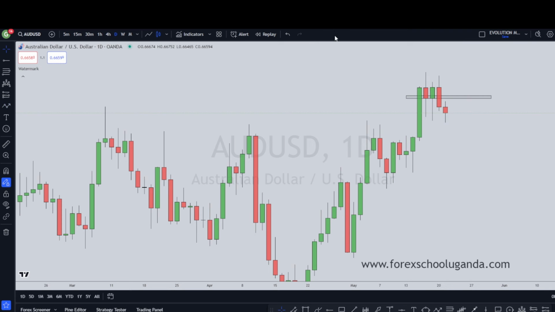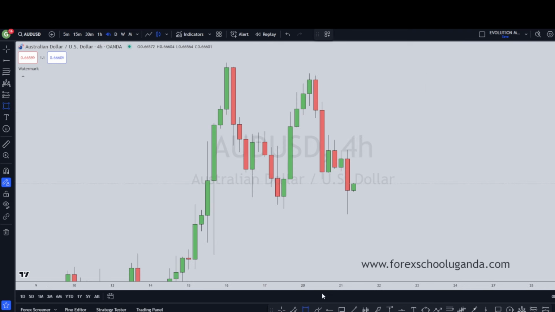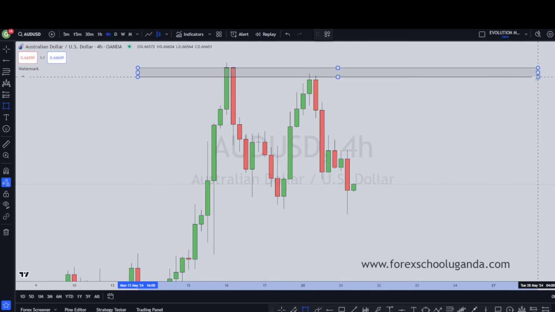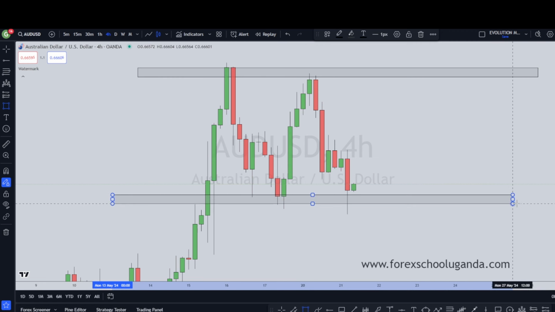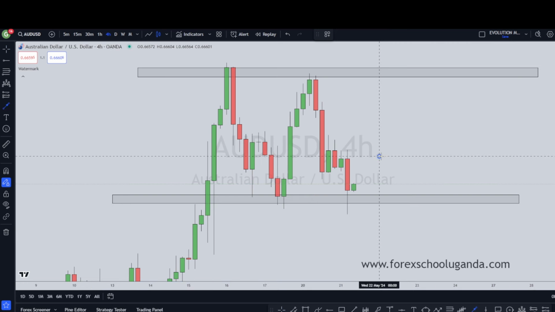And now dropping to the 4-hour. In this 4-hour, what we see is price is ranging between this high and this low. So it's currently a ranging market. And now price has just tested this area of support, which is the low of the current range in which price is. And we could see a bounce off this area to the upside.